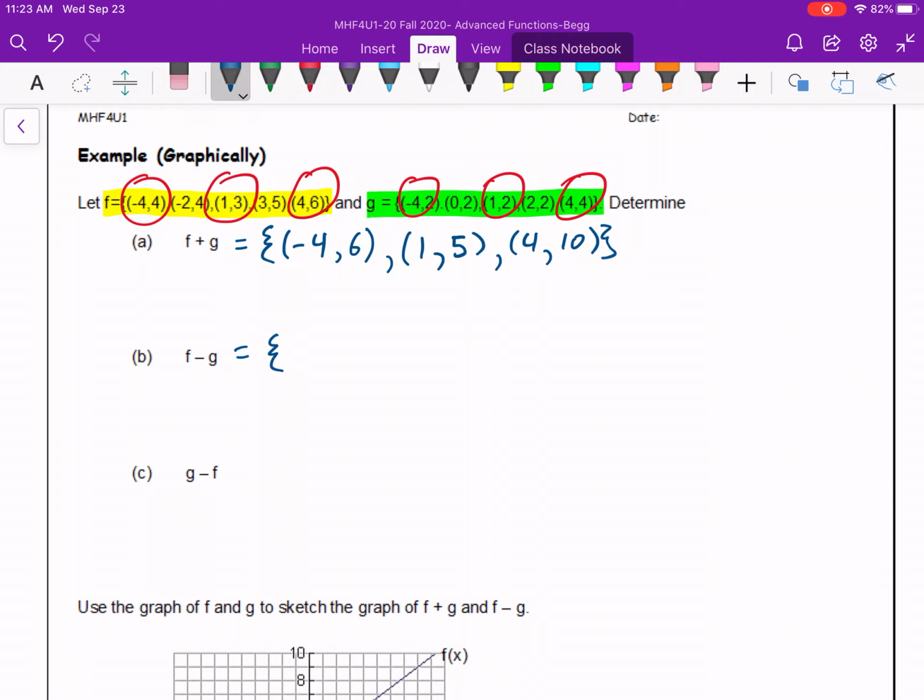In A part, I added them. In B part, I'm going to subtract the y's, again keeping the x's the same. So I'm taking away g from f. I'm going to take away the y-coordinate in the point in g from the y-coordinate in f. So I'm going to do 4 minus 2, and I'm going to keep my 1 the same. I'm going to do 3 minus 2. And I'm going to keep my 4 the same, and I'm going to do 6 minus 4. And then that's all I can do.